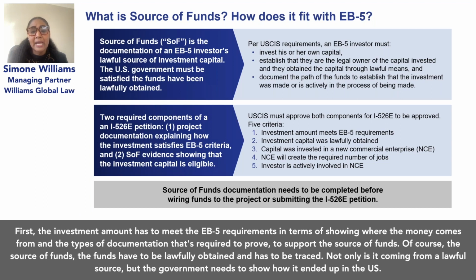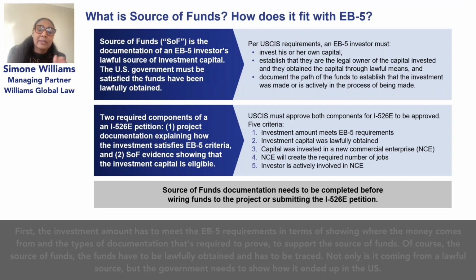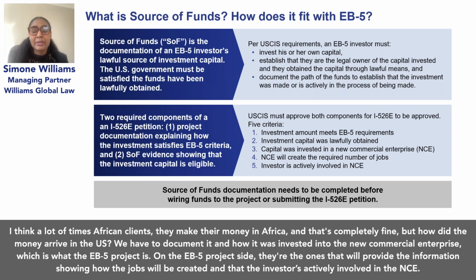First, the investment amount has to meet the EB-5 requirements in terms of showing where the money comes from and the types of documentation required to support the source of funds. Of course, the source of the funds has to be lawfully obtained and has to be traced. Not only does it have to come from a lawful source, but the government needs to see how it ended up in the US. A lot of times, African clients make their money in Africa, and that's completely fine. But how did the money arrive in the US? We have to document it, and how it was invested into the new commercial enterprise, which is what the EB-5 project is.